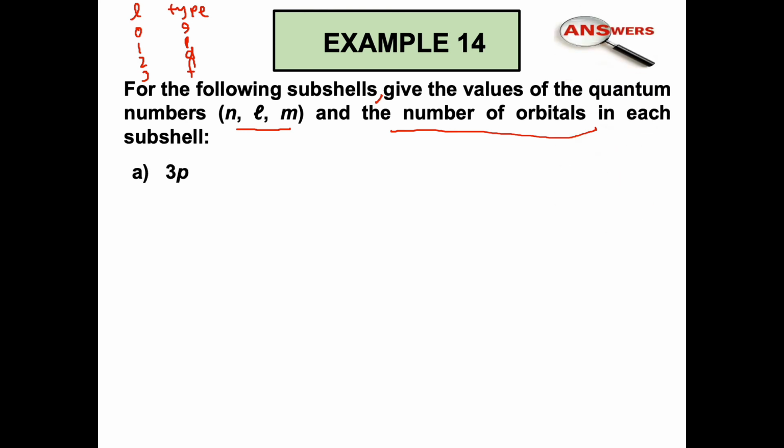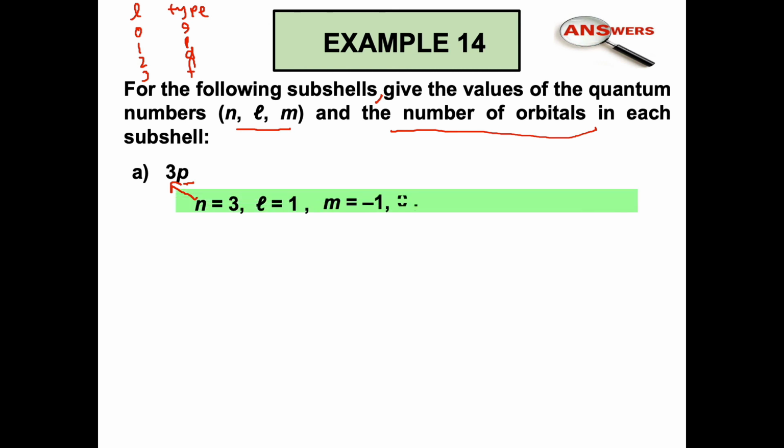So, let's try to answer it. For the first part, the subshell given is 3P. So, the value of n must be equal to 3, referring to the value given here. And L must be equal to 1, referring to the letter here. P equal to L equal to 1. And since L is equal to 1, m must be -1 to +1. So the value of m refers to the value of L. And the number of orbitals is 3 orbitals. So the number of orbitals is determined by the orientation number.